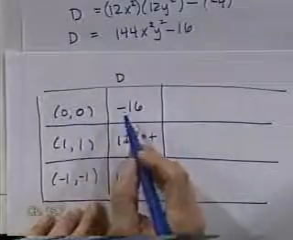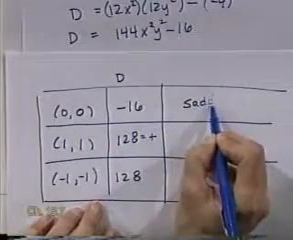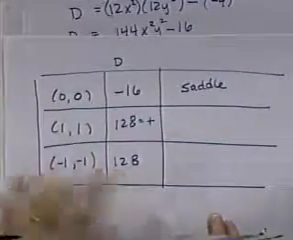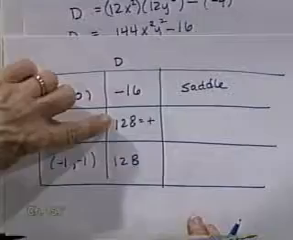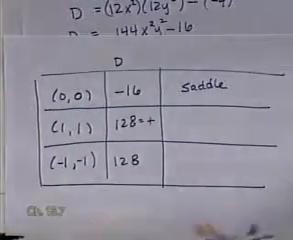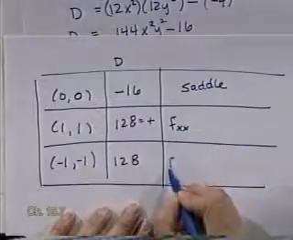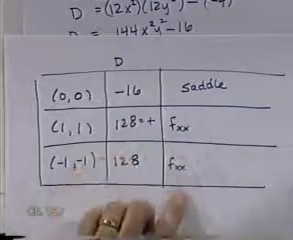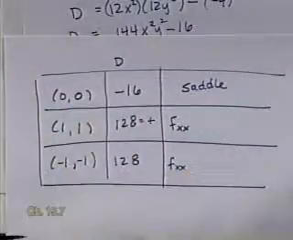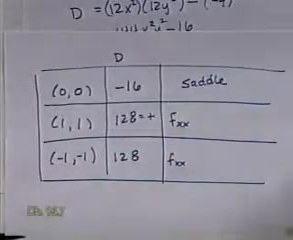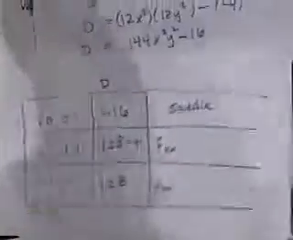Okay, so when the discriminant is negative, we have a saddle. So we have a saddle point at 0, 0. But here the discriminants are positive, so they are candidates for max mins. So we have to check, are we concave up or are we concave down? And we do that by checking the second derivative. In our textbook, they're choosing to use the second derivative with respect to x. You also could do the second derivative with respect to y and you'll get the same answer.